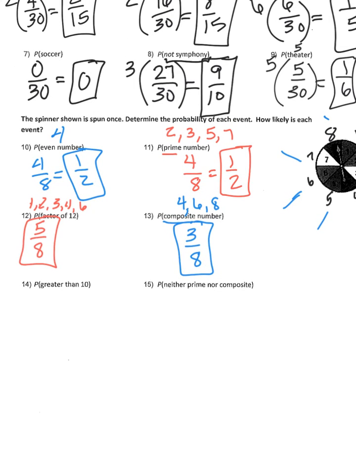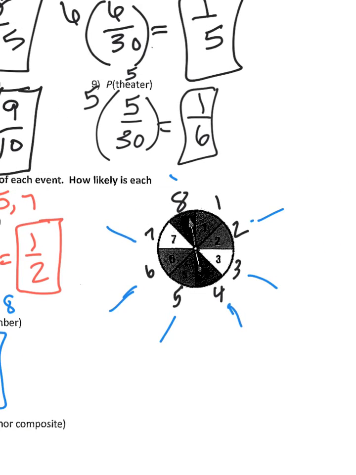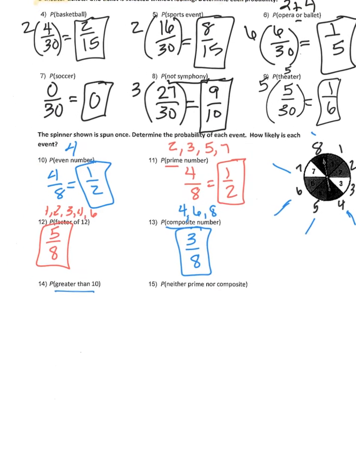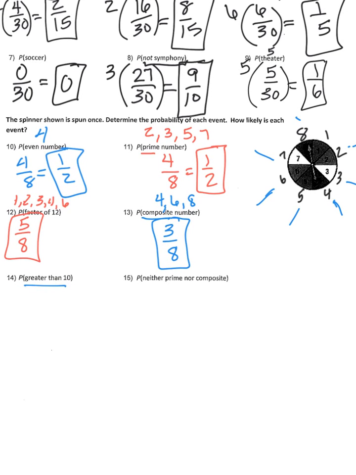Number 14, the probability of landing on a number greater than 10. Do you see any numbers greater than 10 in this wheel? No. So it's going to be 0. The probability is 0. 0% chance you're going to land on a number that's bigger than 10.